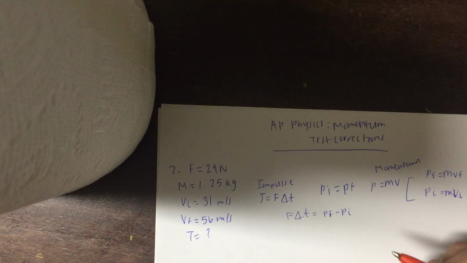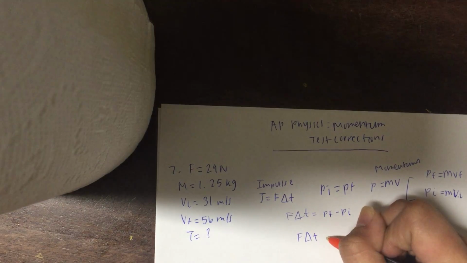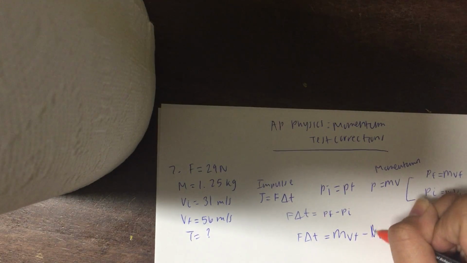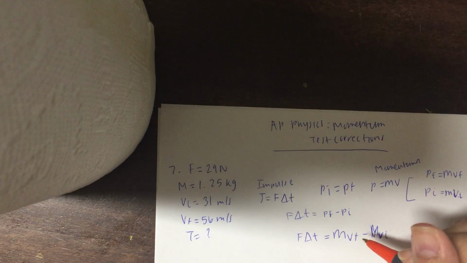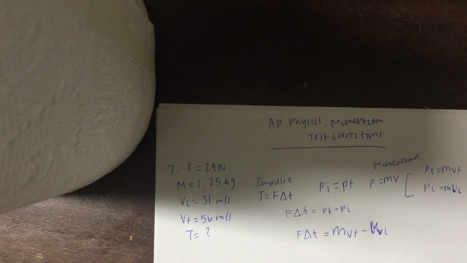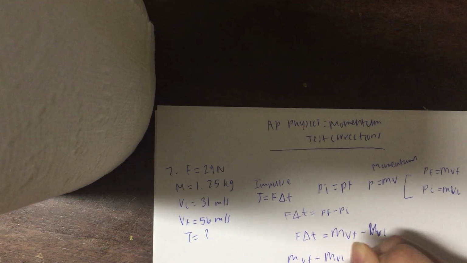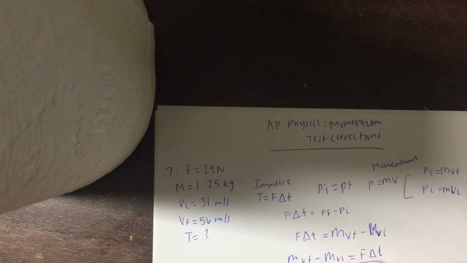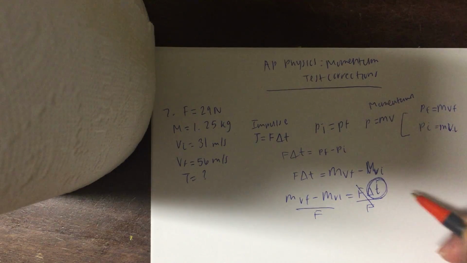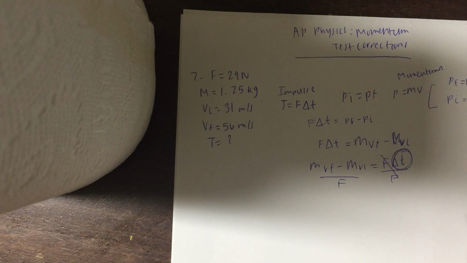Okay, so I'm going to use this equation. Mass times velocity initial, or, okay, so I'm just going to rewrite this equation. Then divide this by F, because you're trying to find the time. This is the unknown.